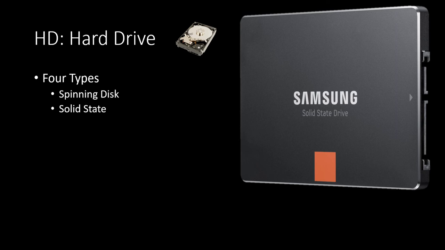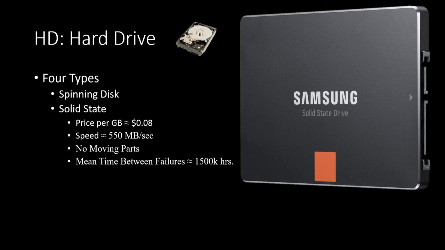After those spinning disks came the solid state drives, which you guys might be more familiar with. You're probably using them right now. So a flash drive, for example, is a solid state drive. It has no moving parts, but it is more expensive. So per gigabyte, it's about 8 cents. That's 8 times more expensive. But it's much faster, so now we're up at 550 megabytes per second, which is great for faster boot times, transferring larger files, saving data onto your computer in a more rapid way. And yeah, there's no moving parts. And because there are no moving parts, the failure time between these is around 1.5 million hours, so they last a bit longer. But it is a mean, so your drive could fail before or after that.